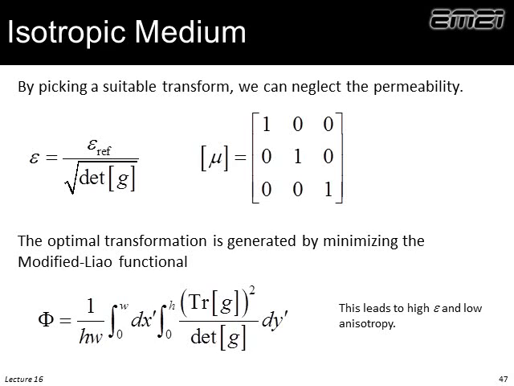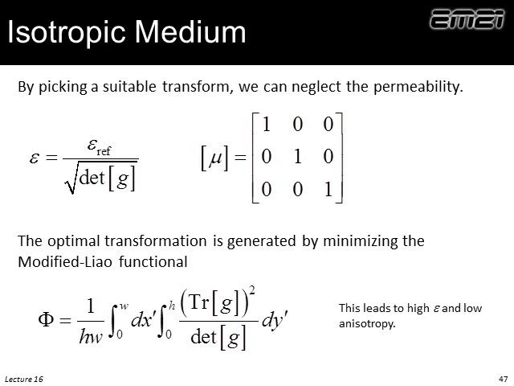Now, we want to pick some magical coordinate transform. And if we do that correctly, it turns out that we can ignore the permeability. And here we'll just set our permeability tensor to all ones. We calculate our dielectric constant the exact same way. So the magic comes in how we pick this coordinate transform that lets us ignore the permeability.